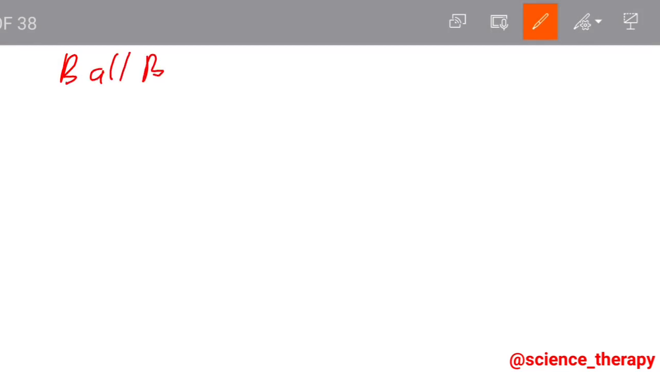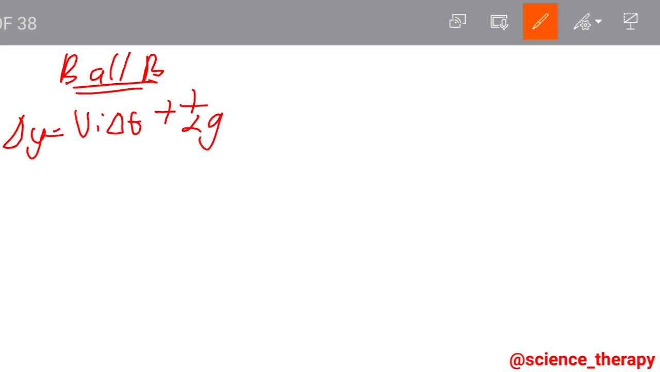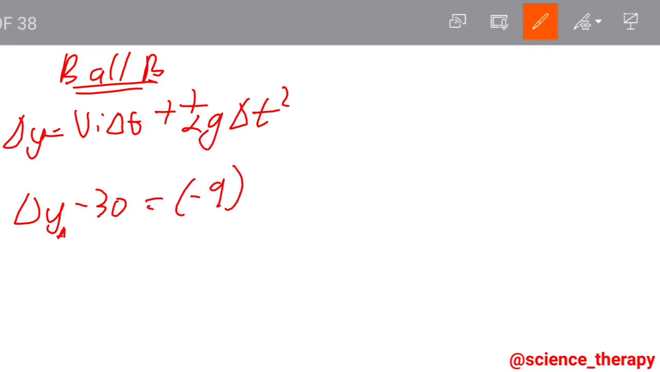For ball B, what is it that we have? We have delta Y is equal to VI delta T, same formula again, plus half G delta T square. But remember, our delta Y is now delta Y minus 30. So whatever delta Y of A minus 30 is equal to the VI, which is now negative 9, remember, opposite direction, and our delta T is whatever delta T of A minus 1, right?